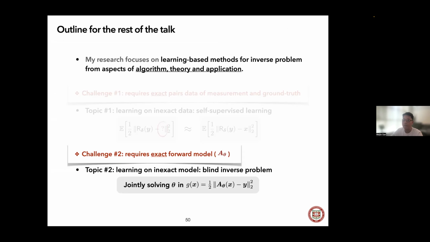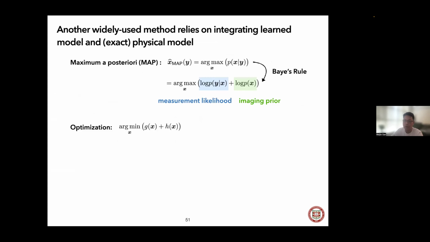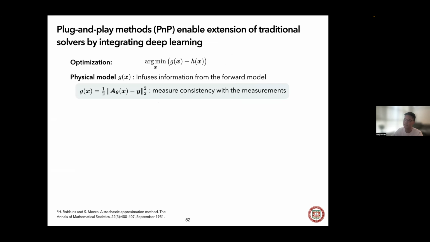All right, now we can close the first topic, and I will jump into the second topic: learning on the inexact model, which I call a blind inverse problem. In this topic, we first recall the second general way to solve the inverse problem, which is the maximum a posteriori estimator. You have a summation of a log likelihood and a log imaging prior, and you have an optimization problem consisting of two terms, G(x) and H(x). Again, G(x) here is what we call the physical model, or sometimes the data fidelity term, because the goal of this term is to measure the consistency between the estimation and the raw measurement.